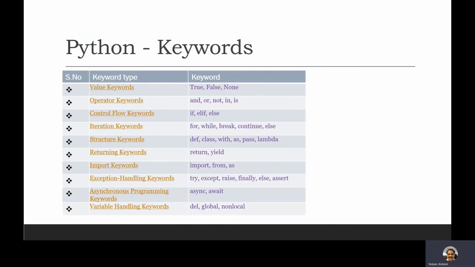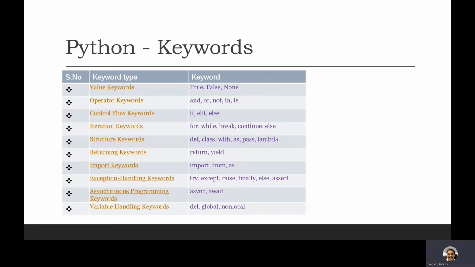These are the listed keywords. Value keywords have True, False, and None. Operator keywords are and, or, not, in, is, and they are used mostly in if statements. Then the control keywords: you can redirect your program execution based on the condition evaluated in those statements. If this happens, do like this, else do like this. We will see those examples.